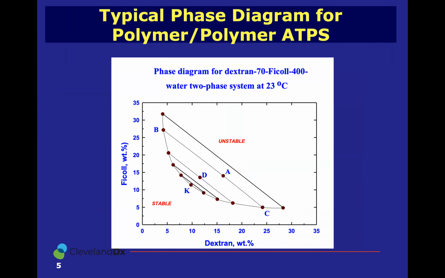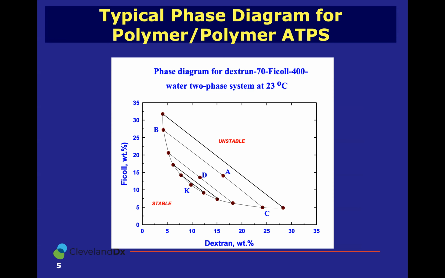I'll show it. The typical phase diagram in water for two polymers is here. It's for dextran and Ficoll. Basically, every point below this curve, which is called binodal, there is no phase separation. It's a single mixture. When you get above the binodal, say point D, it will separate into two phases, the composition of which you can get from this phase diagram.